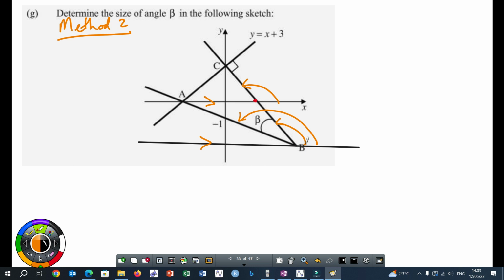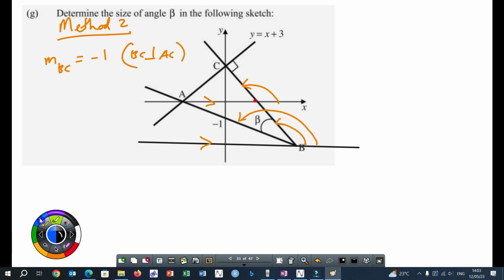So the only thing that I have to do is, I know that the gradient of BC is equal to minus 1. Am I right? And this was because BC is perpendicular to AC. So, if I want to get that angle, let me call the bigger one theta, the smaller one I'll call alpha. So I want to get alpha first.